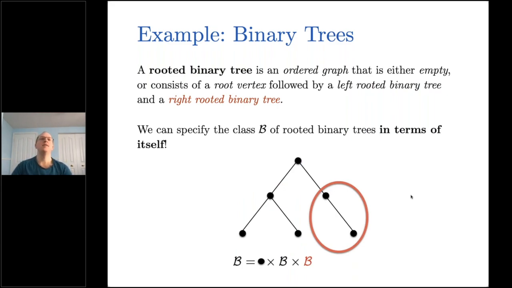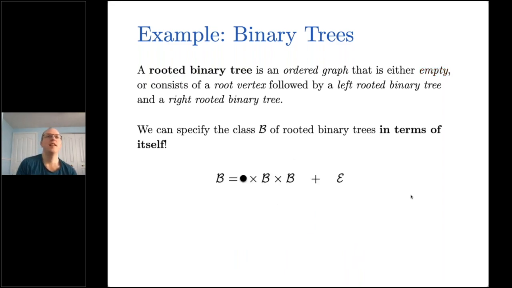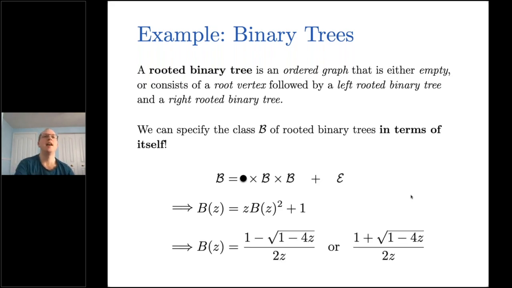And so this is one way of decomposing my binary tree into smaller binary trees, except it could also be empty. So then there's this disjoint union where it could also just be the empty tree. So we have this definition for the class of binary trees in terms of itself. And if you translate this into generating functions, you actually get an algebraic equation that is satisfied by this generating function. Now, this is just a quadratic equation, so you could apply the quadratic formula, and you'd get that your generating function is one of these two functions here.